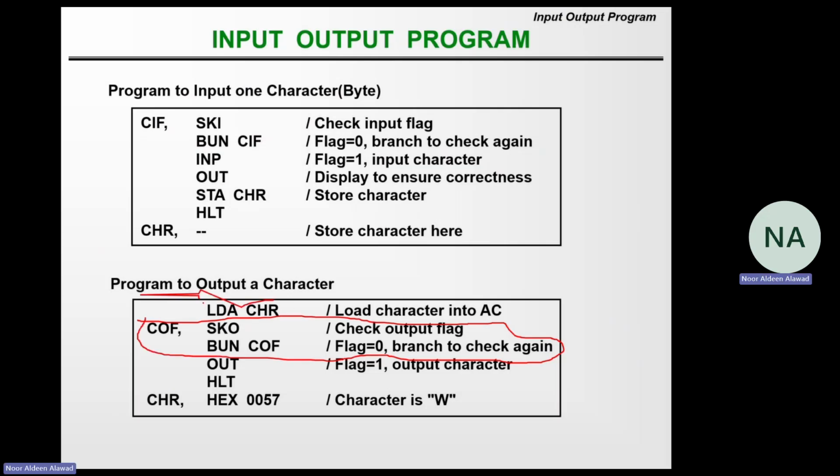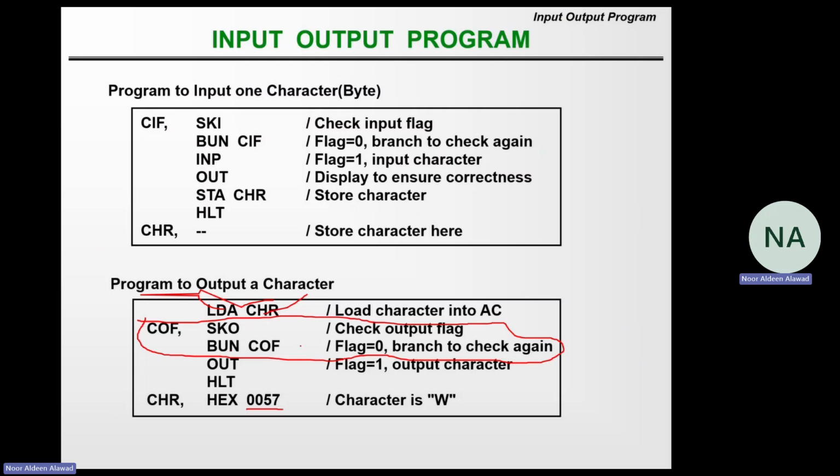Now here, load the character. You can see here that we can load the character from here. This is the character which is W. W is represented in hexadecimal as 57. It will be loaded into the accumulator and we will display it on the output device.